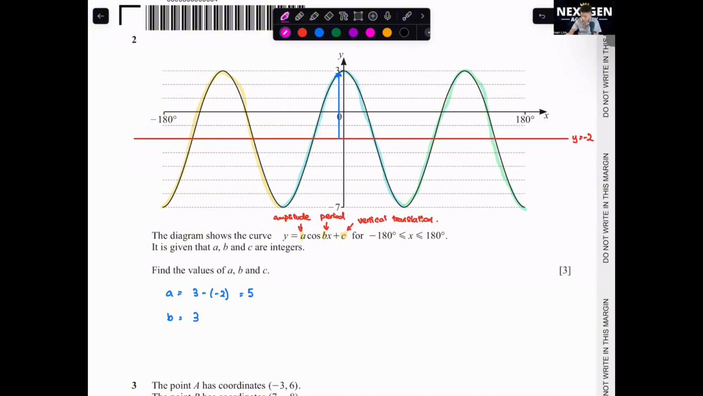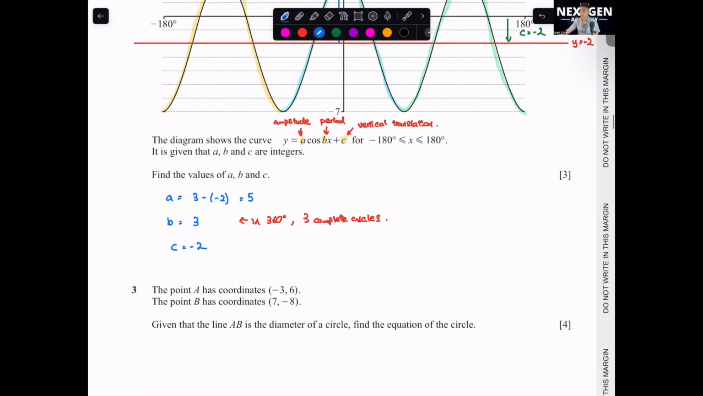Okay, another way that we can understand this is in 360 degrees, there's 3 complete cycles. Okay, then the last one, C is vertical translation going down. So C is equal to -2. All right, so trigonometry graph is pretty simple. They give you the graph, they ask you to find A, B, and C.